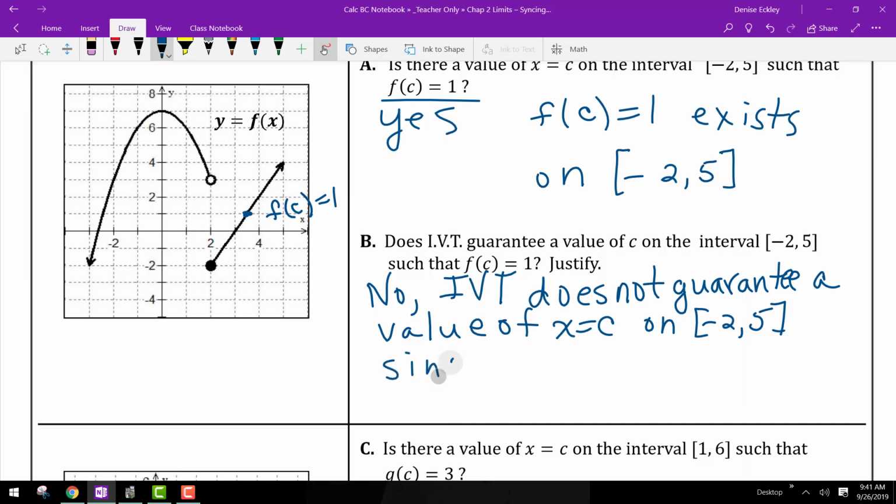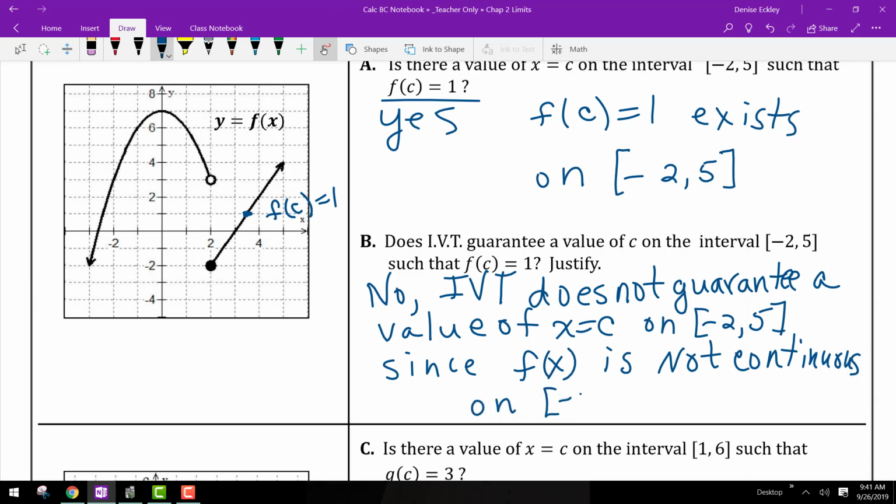Since f of x is not continuous on that interval. Now, it could be continuous on a different interval. If we were to pick the interval, say, 2 to 5, positive 2 to 5, then we could say yes, because that part is continuous. But if we're looking from negative 2 to 5, we cannot use the IVT. Even if we can look at the graph and see the value exists, you cannot use the IVT for that.